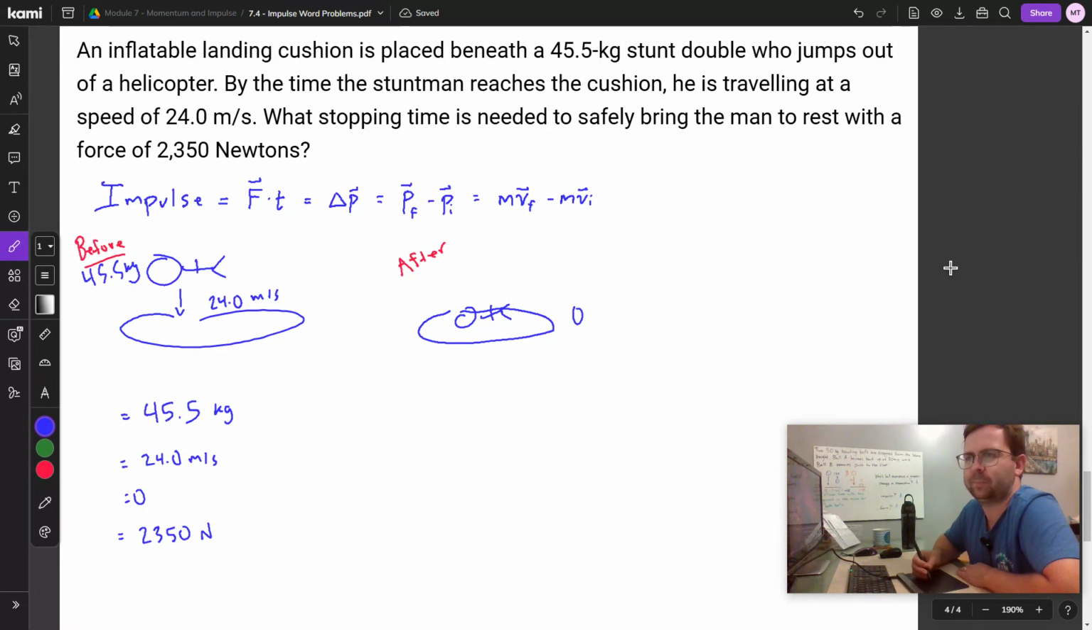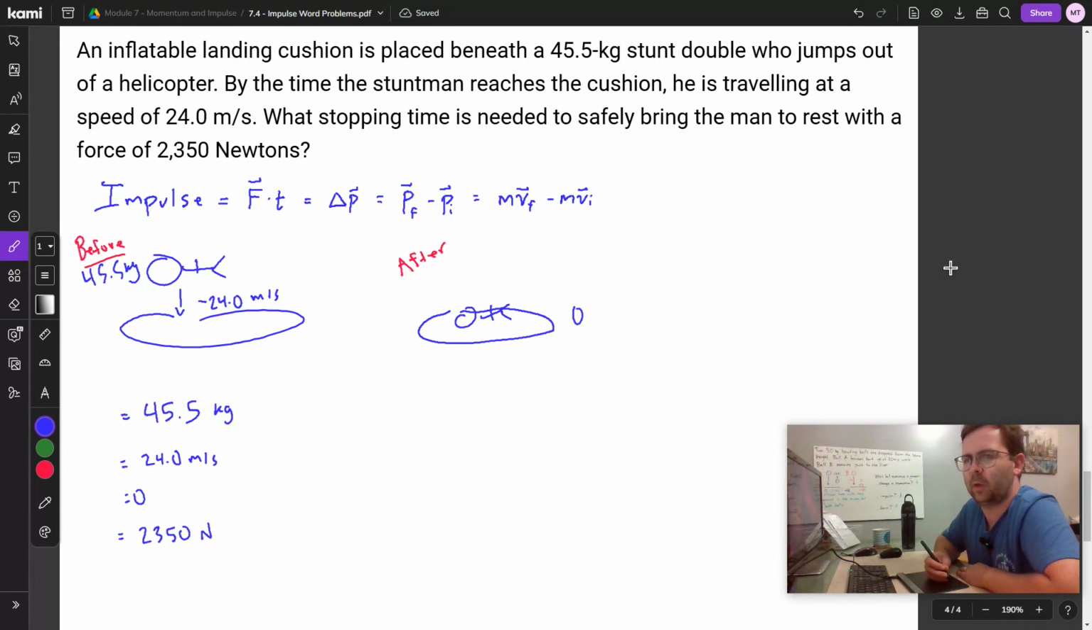I do have one little extra detail that I need to add here, and that is the direction. Because impulse and force and momentum and velocity all are supposed to be vector quantities, we have to keep in mind the direction every time. Since we're moving down, traditionally down is negative. So I'm going to label my velocity at the beginning as negative 24.0 meters per second. That matters a lot because we will see later when we do some subtraction and moving things around, we have to have the directions correct or else we'll get some weird answers.